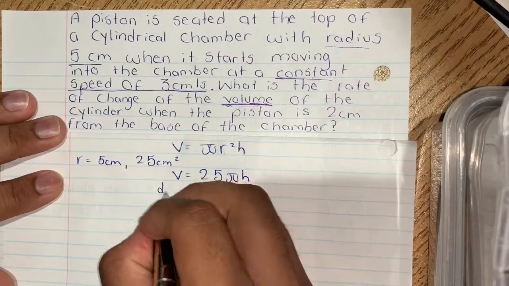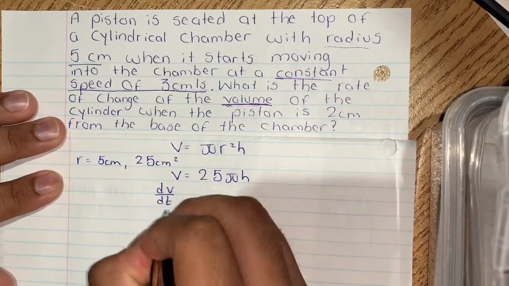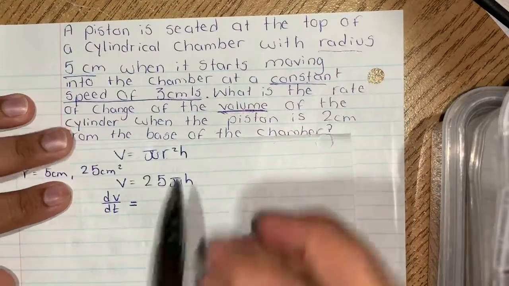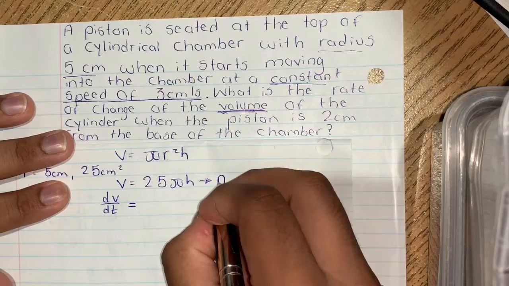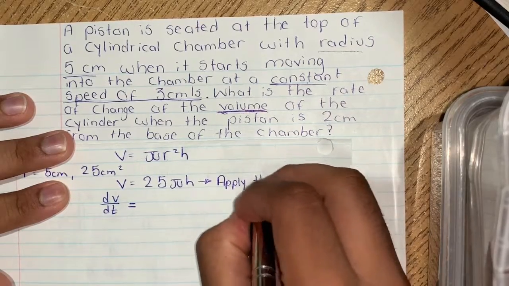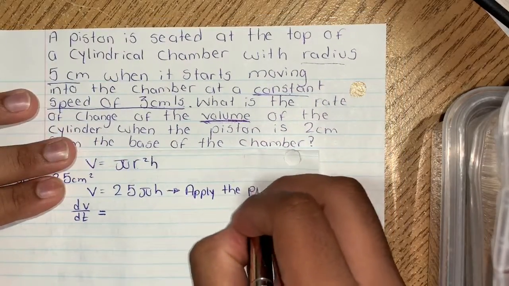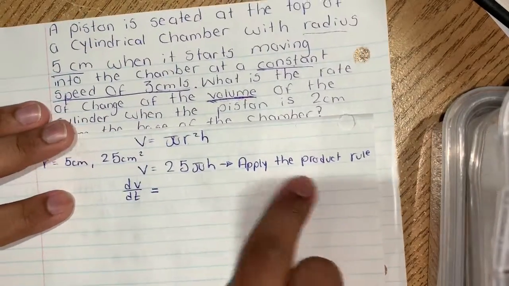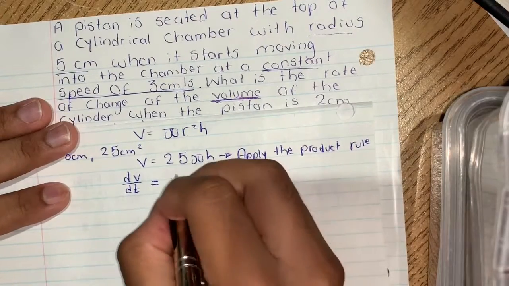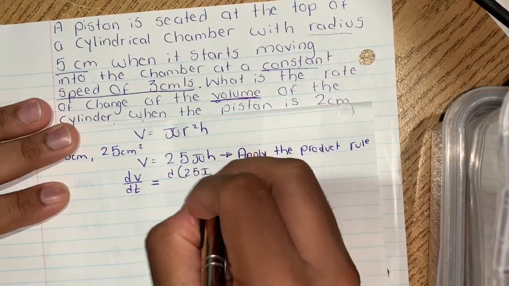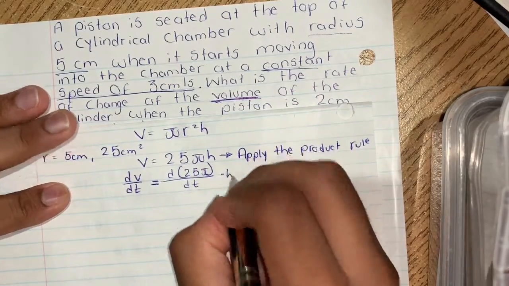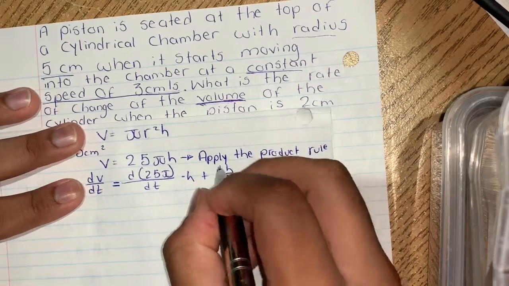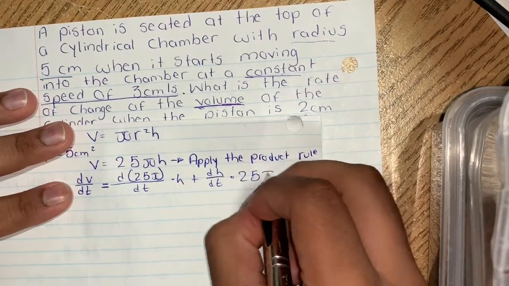And now what we want to do is take the derivative of both sides with respect to time. So dV/dt, the derivative of volume with respect to time, is equal to 25 pi times h. It is a product, so we must apply the product rule. Once we apply the product rule, we get the derivative of 25 pi with respect to time times h, plus the derivative of h with respect to time, dh/dt, times 25 pi.